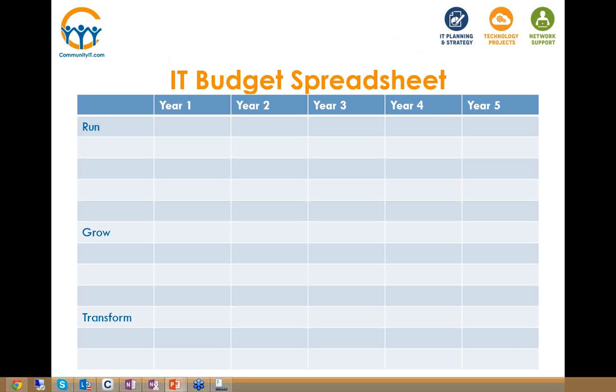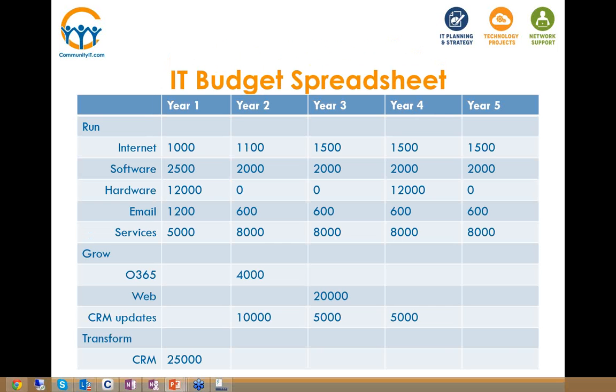So again, we can fill this out and have some examples. As I said, in our run category, we know we're going to need internet. And maybe we know in year 3 we're going to make a larger investment because we're going to open up another office. Same thing, you could look at software costs, your hardware costs. In this case, let's say this is a 10-person organization. They're going to buy 10 new laptops in year 1. At $1,200 a pop, that's a $12,000 expense.